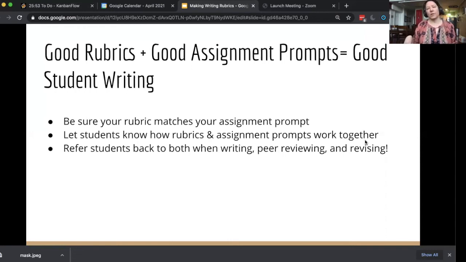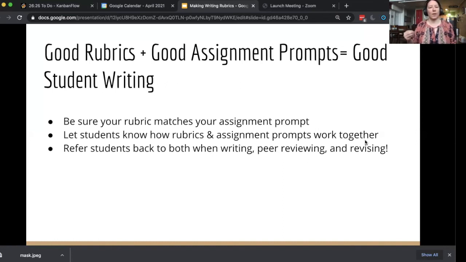The last thing I want to say is about how good rubrics plus good assignment prompts equal good student writing. Now, I don't think that they are the only factors involved. Certainly, there's a lot more that contributes to how your students do in their writing. However, I think that the two of these genres together can really work well. This is what happens when we take assessment out of the classroom, or we use rubrics to assess student work and we don't have the assignment prompt from the classroom. Then there's this gap.